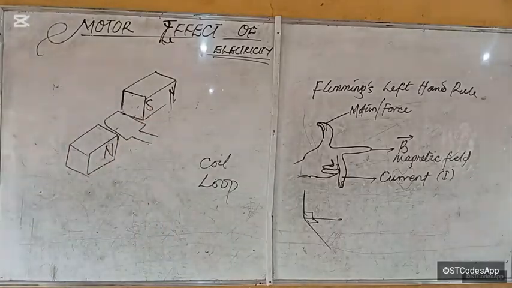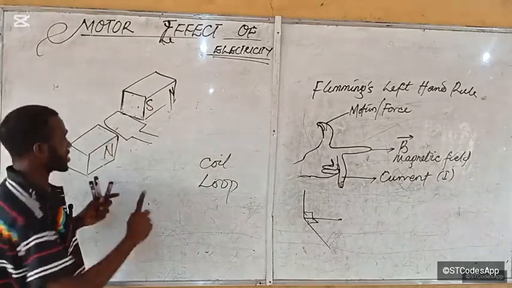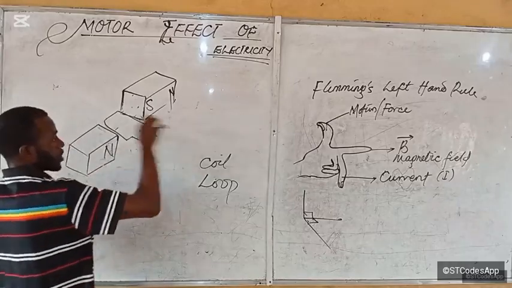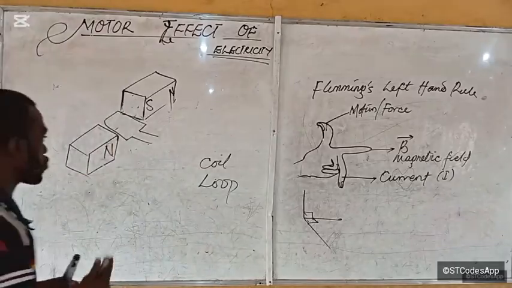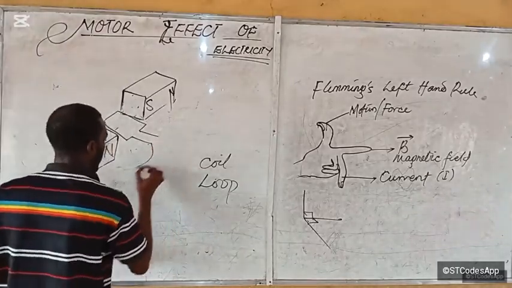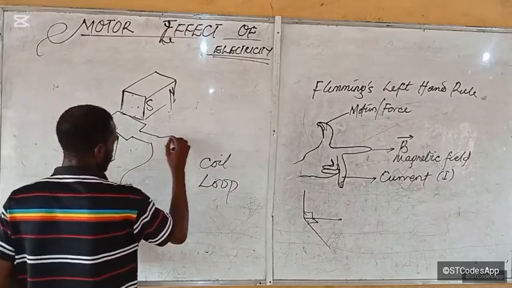Okay, so I placed my loop in this magnetic field. Magnetic field, don't forget, is going in this direction. I don't want to draw it so that it will make the diagram look messy. Then I now connect my wire in this direction. I connect my wires.